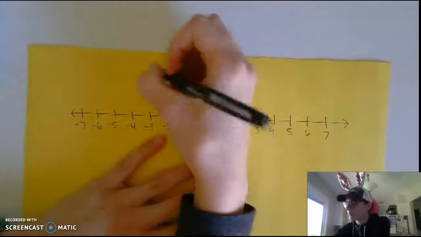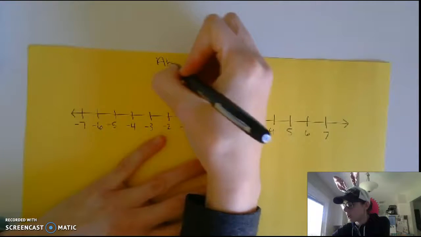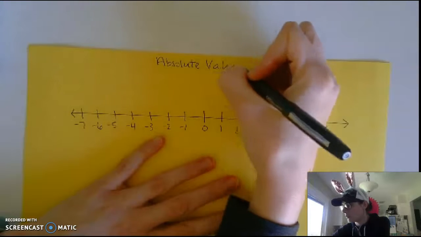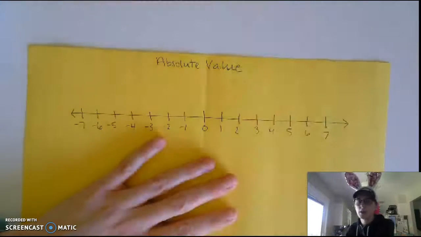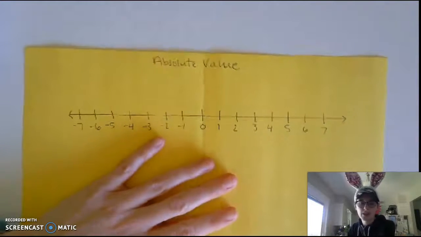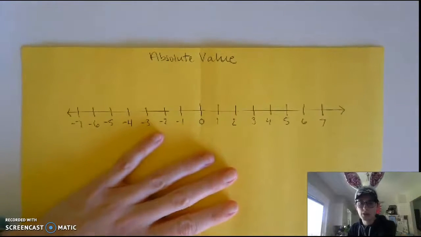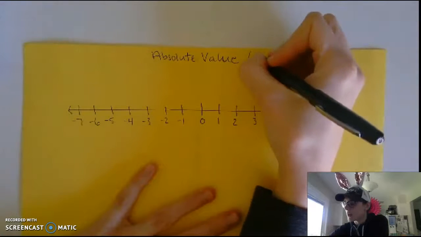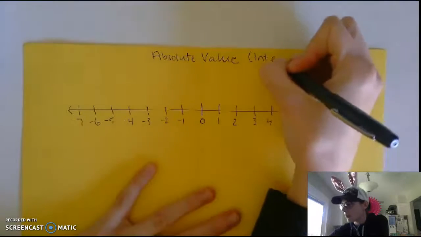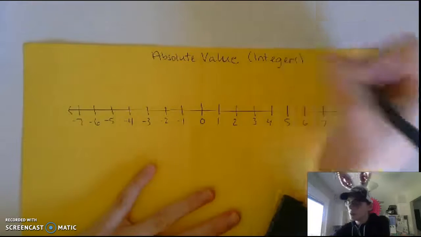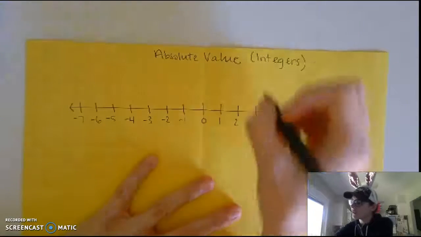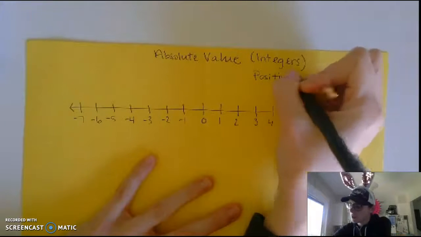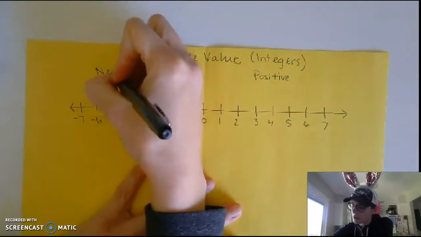Okay, so now we're going to be talking about absolute value. Okay, so again, this relates to integers. Man, I didn't realize how crooked my line was, but this relates to integers. So if you want to write integers on here so you remember, you can. And you just want to remember that this is the positive side and this is the negative side.